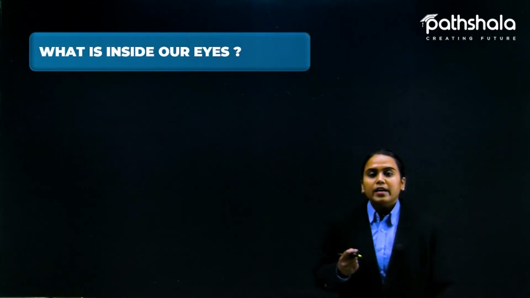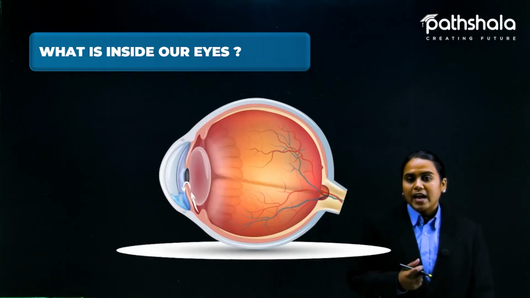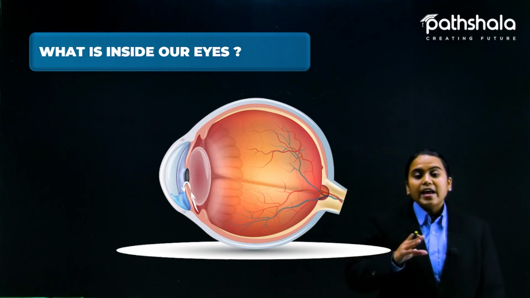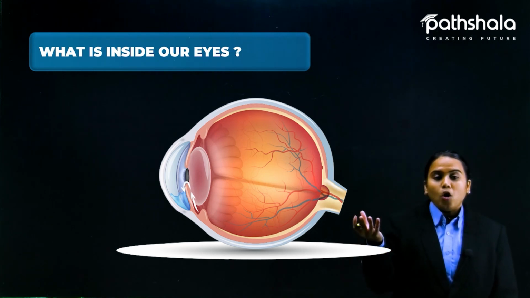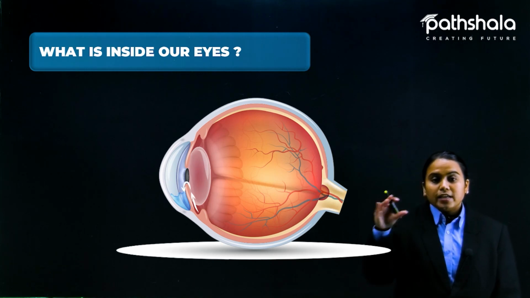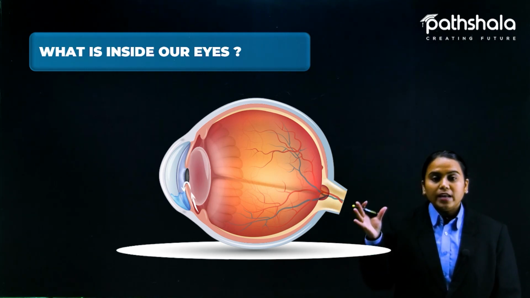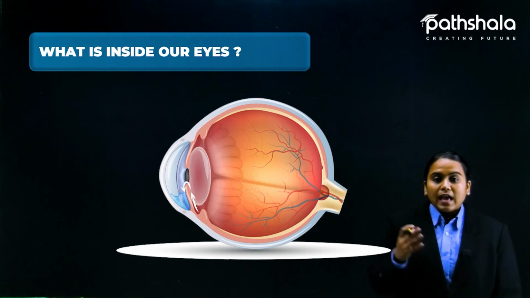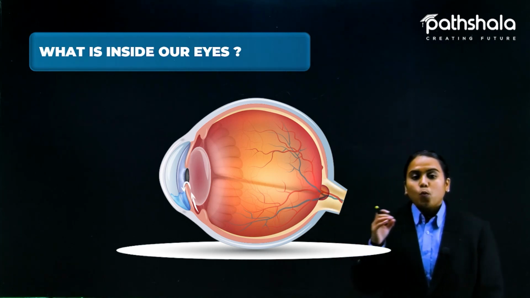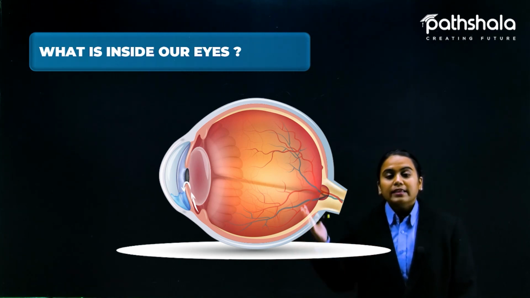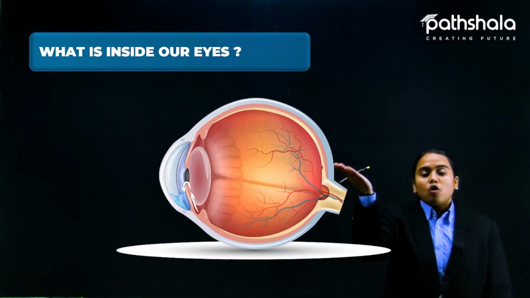Okay, so here is the eye diagram of us, showing what is in our eye. Yes, our eye is a spherical ball that is fitted inside the skull. This spherical ball is a part of our brain and our skull, and that makes us see things. What is it filled with? It is filled with various fluids.